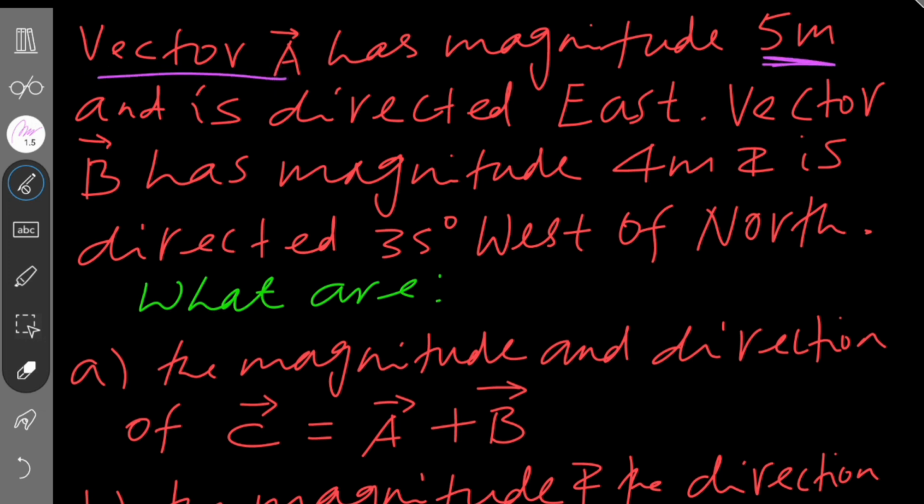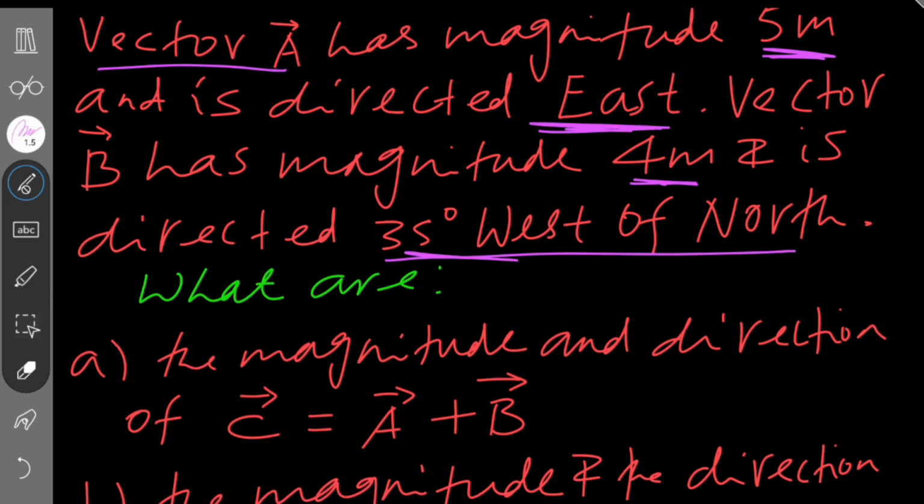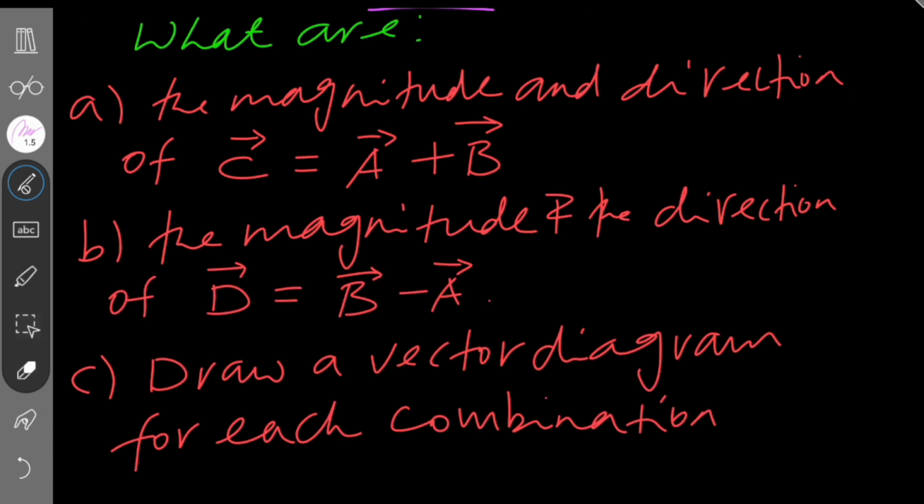Vector A has magnitude 5 meters and is directed east. Vector B has magnitude 4 meters and is directed 35 degrees west of north. What are the magnitude and direction of C, which is A plus B? What are the magnitude and direction of D, which is B minus A? And draw a vector diagram for each combination.